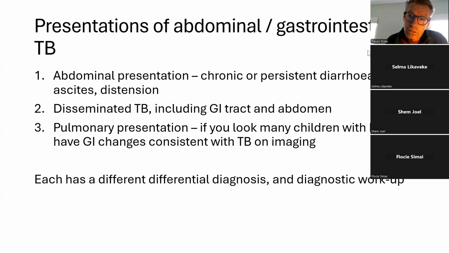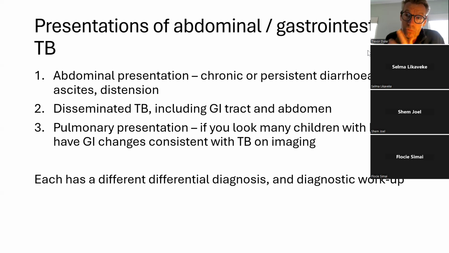So, presenting with abdominal TB, we need to ask about a history of chronic or persistent diarrhea, about mucus in the stool, about blood in the stool, about abdominal pain, and examine for ascites and abdominal distension.